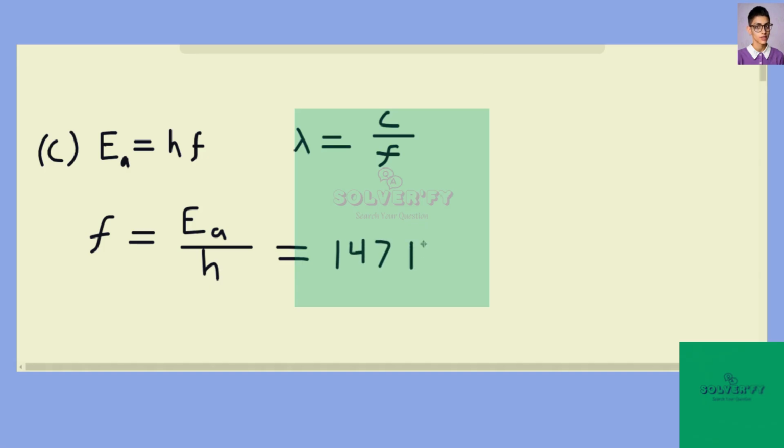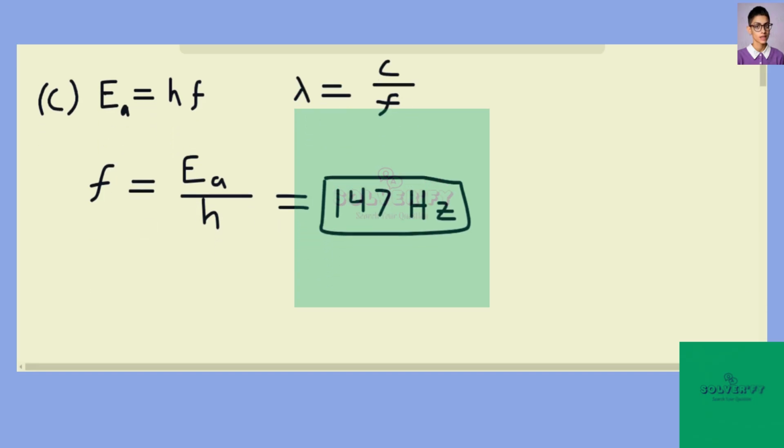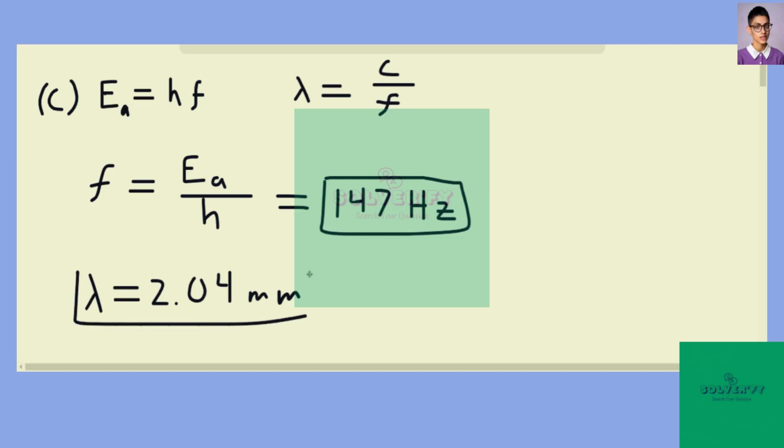Now that we know that, we can find the wavelength. Since it's light, it's going to be traveling at the speed c. Wavelength is just the speed c, 3 times 10 to the 8 meters per second, divided by the frequency. So therefore, since we now know the frequency, the wavelength comes out to equal 2.04 times 10 to the minus 3 meters, or 2.04 millimeters. Which we can box in as the second part of our solution for part C and the final part of the question.